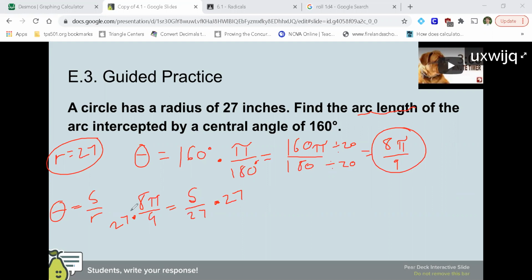Actually, this is not that bad of a multiplication to do because 27 divided by 9 is 3. So this is 3 times 8, which is 24 inches. Or if you did round it to a decimal, you should have gotten 75.398 inches.